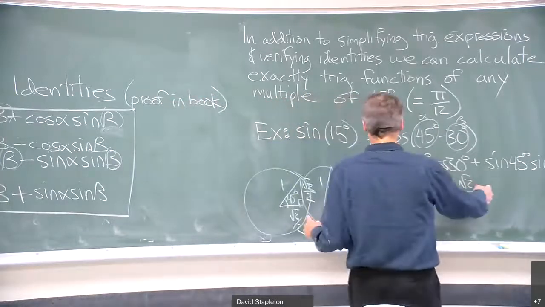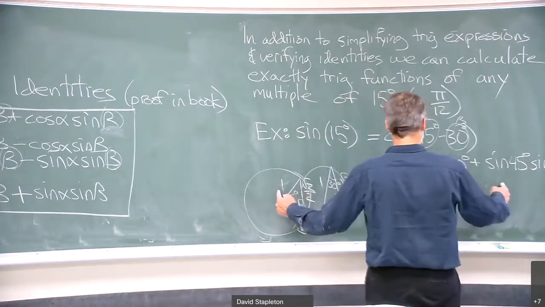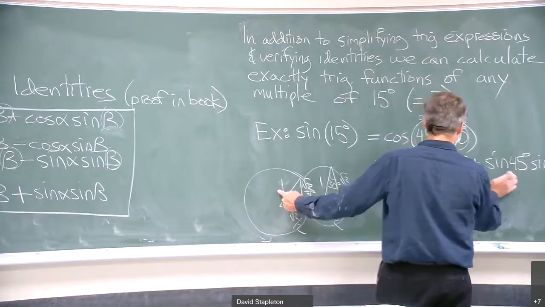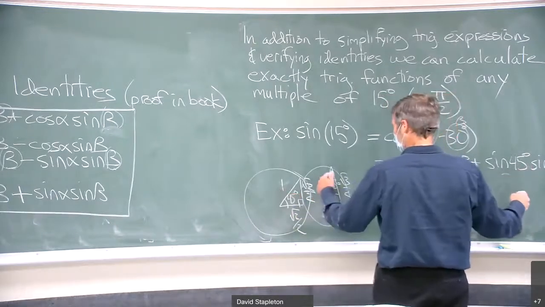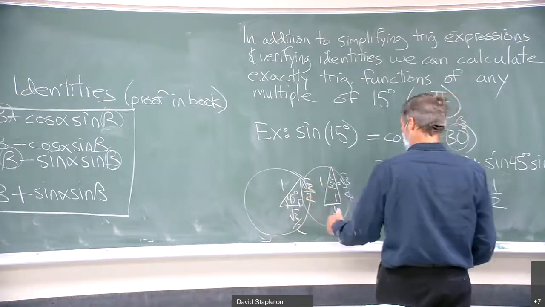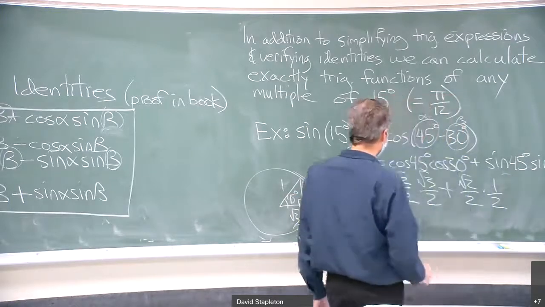Sine 45 degrees is opposite over hypotenuse is square root 2 over 2. And then times sine 30 degrees is opposite over hypotenuse is 1 over 2. All right, so there it is.